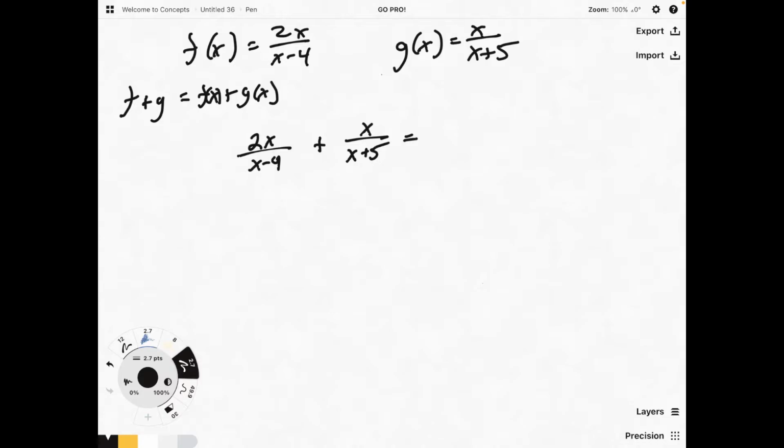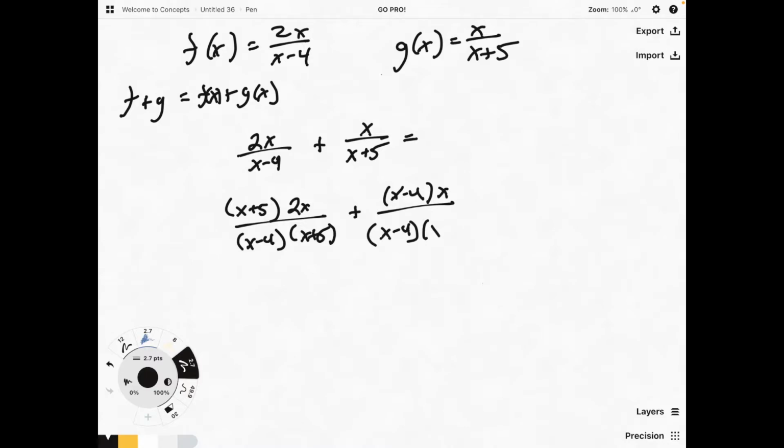Looking at this, what we're going to do is find a common denominator. In this case, we'll take the left side, multiply it by x plus 5, and then the right side, multiply it by x minus 4. So we will get x plus 5 multiplied by 2x, divided by x minus 4, x plus 5, and then we are going to add. In this case, we're going to take the right side and multiply it by x minus 4, so you get x minus 4 multiplied by x, and then we have x minus 4 and x plus 5 in the denominator.